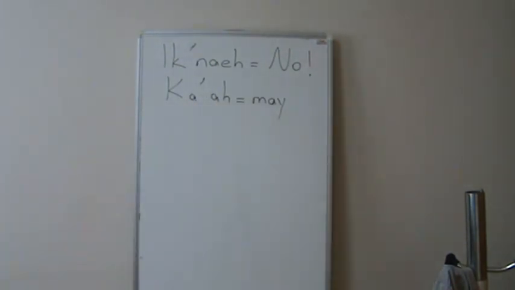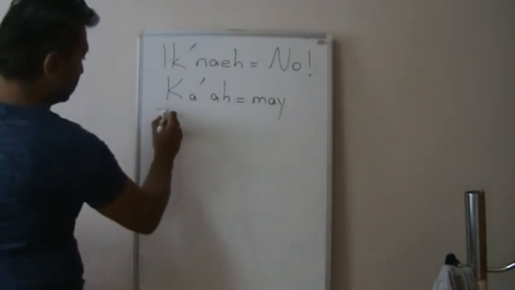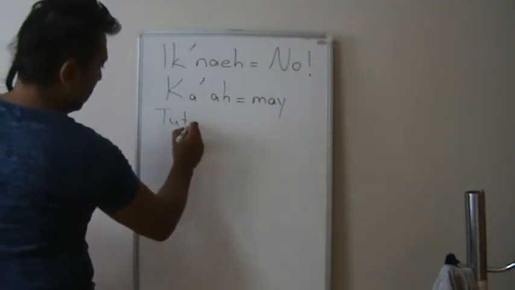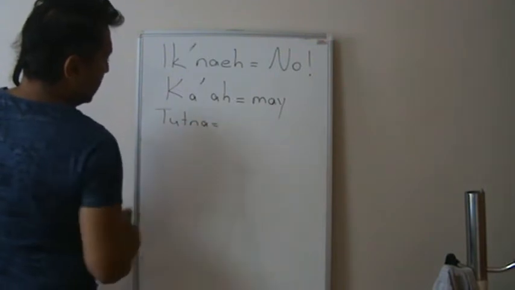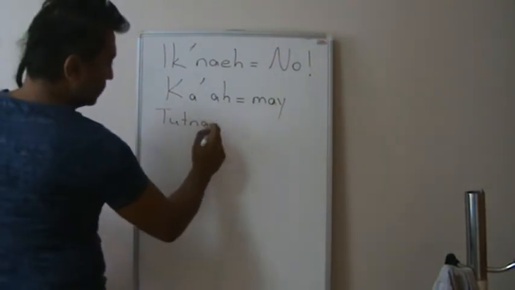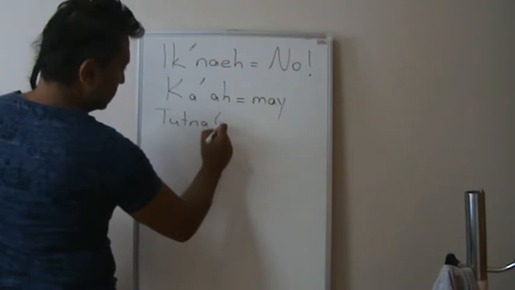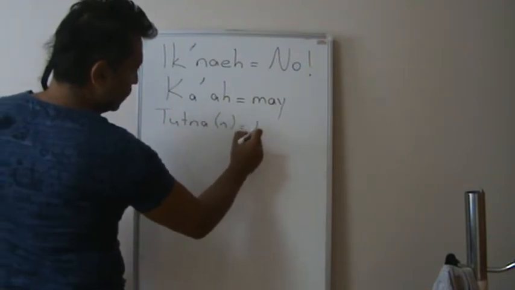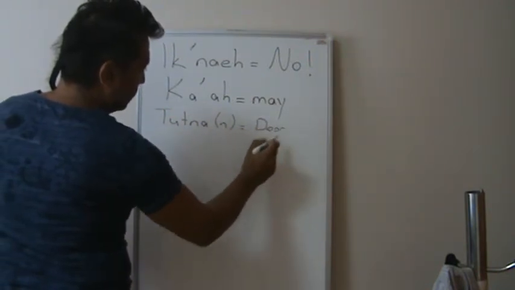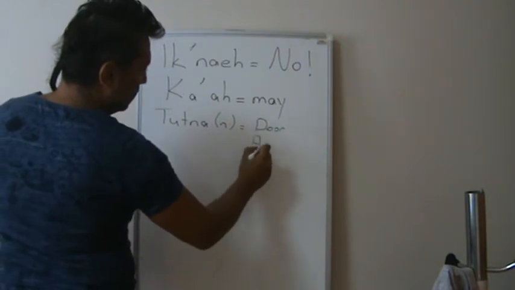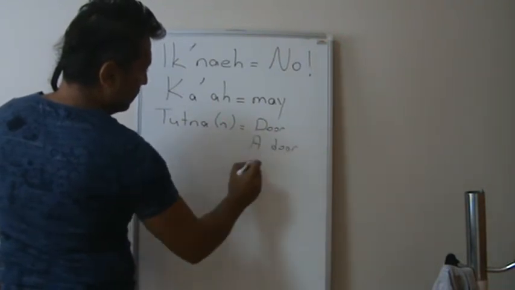There are no articles in Kunaka. That means the noun tutna, which means door, is a noun meaning door, or a door, or the door.